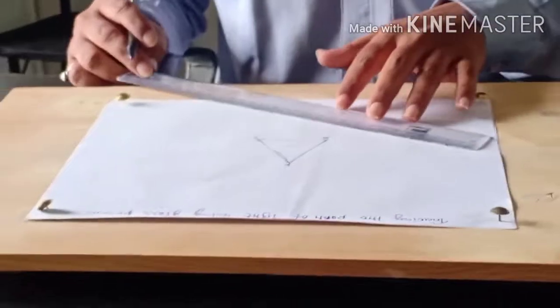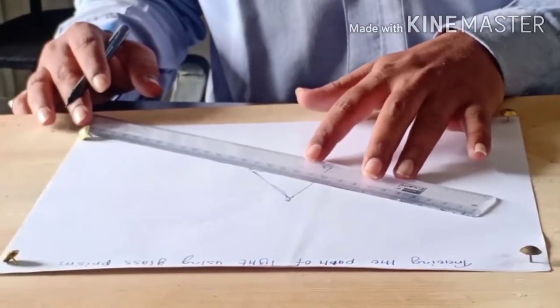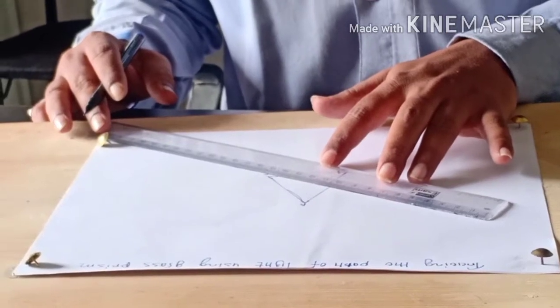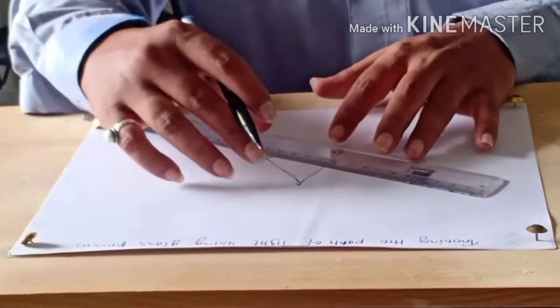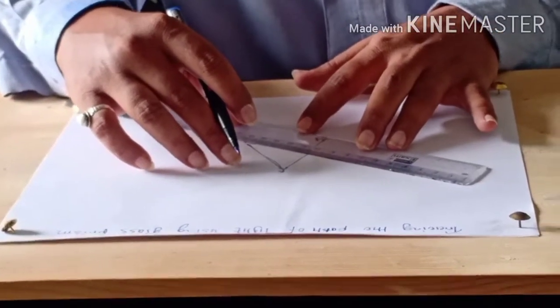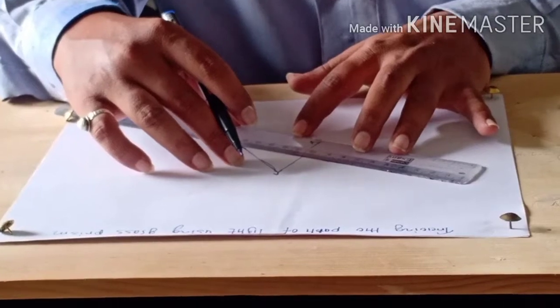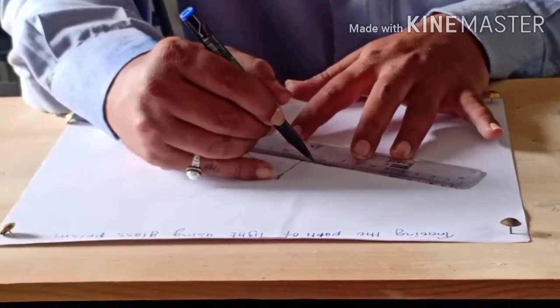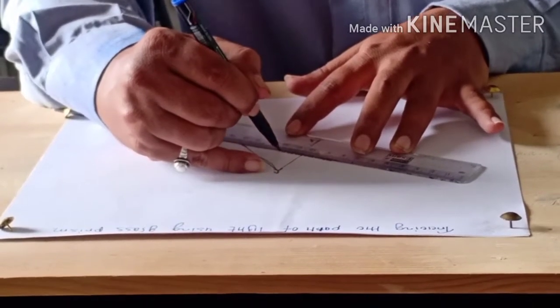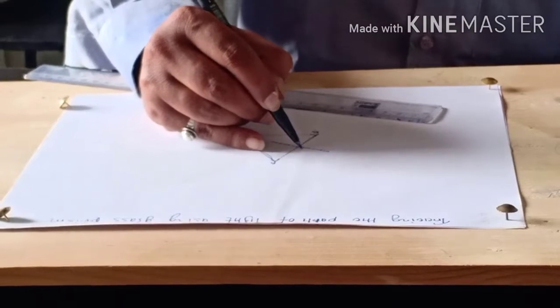Before the incident angle we should draw the normal. So I am drawing the normal to the surface of the prism. Normal means 90 degrees. You can use the protector also. Here I am drawing the 90 degree perpendicular line to this one surface of the prism. Okay, this is 90 degrees perpendicular to this prism.